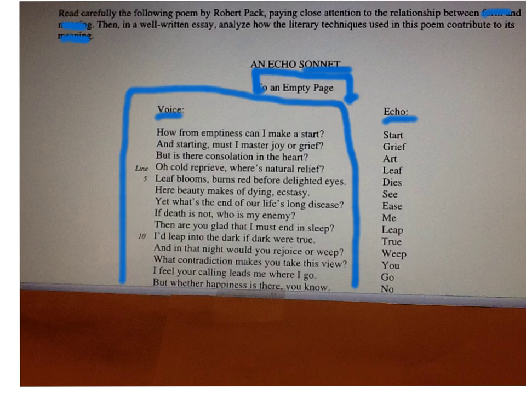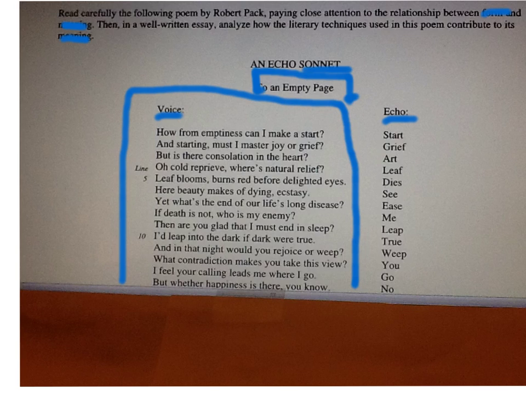Then, are you glad that I must end in sleep? Leap. I'd leap into the dark if dark were true. And in that night, would you rejoice or weep? Weep. What contradiction makes you take this view? You. I feel your calling leads me where I go. And whether happiness is there, you know.